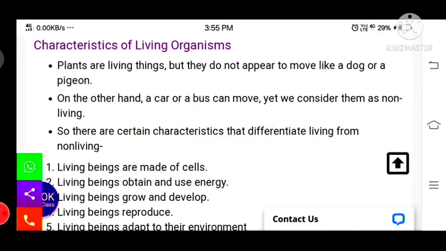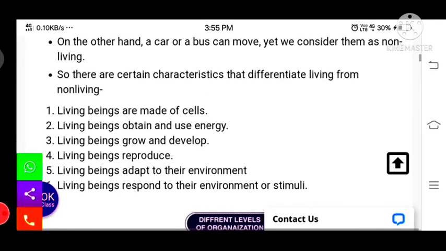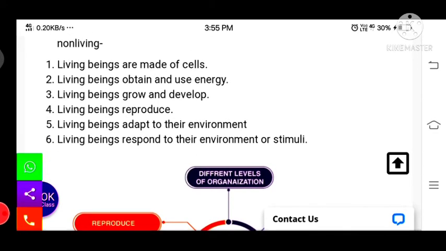But on the other hand, a car or a bus can move, but they are considered non-living. So the difference is that plants cannot move but they are living things, and cars and buses can move but they are considered non-living. So, what are the characteristics which differentiate living and non-living things? Now we discuss some characteristics which differentiate living and non-living organisms.